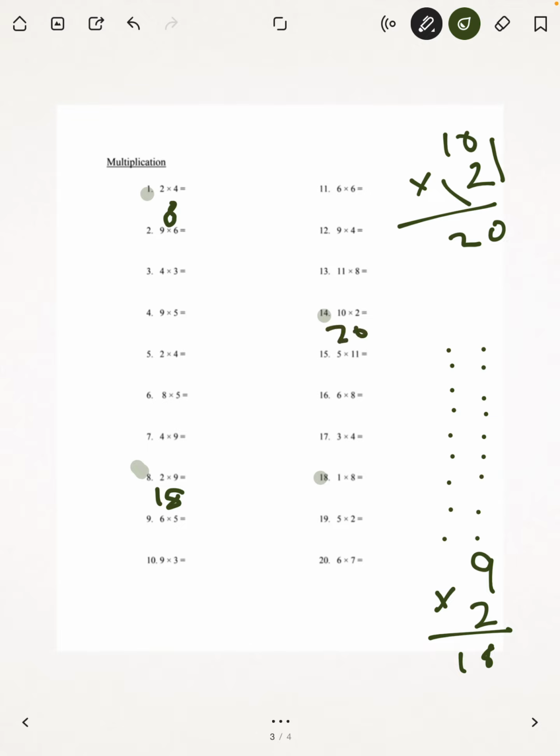8 times 1. Whenever you multiply anything by 1, it's always going to be that number. So, like 1,000 times 1 equals 1,000. 999 times 1 is 999. 8 times 1 is 8.